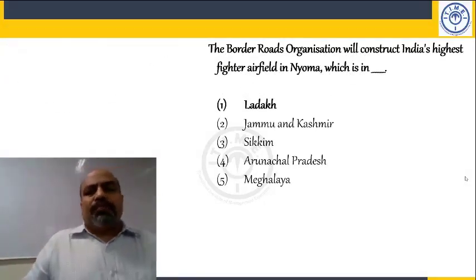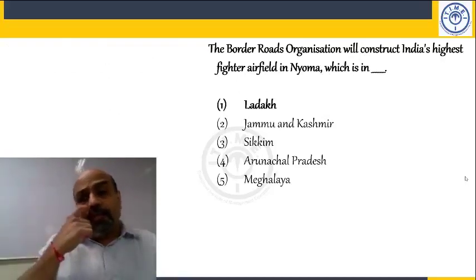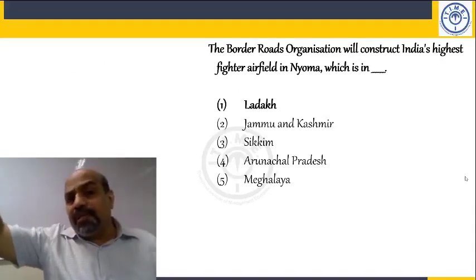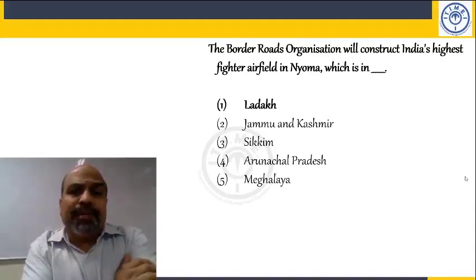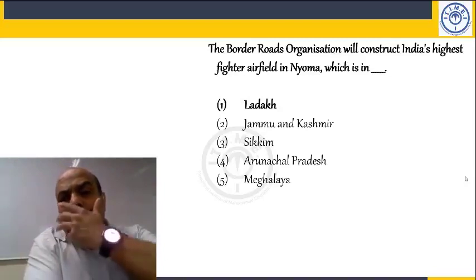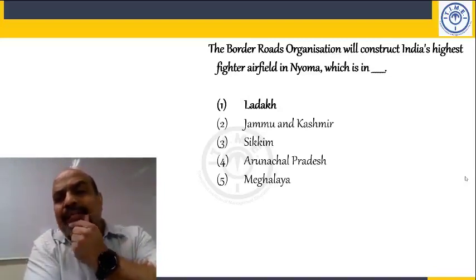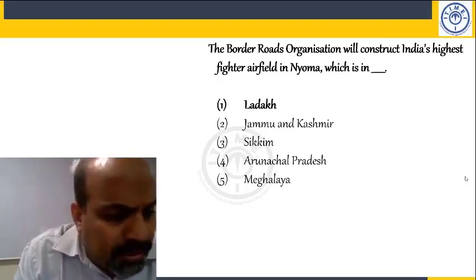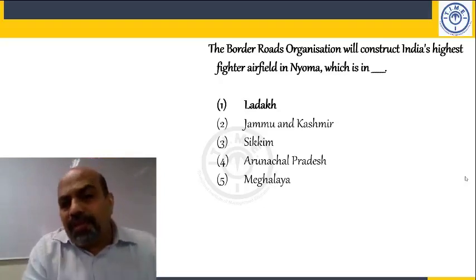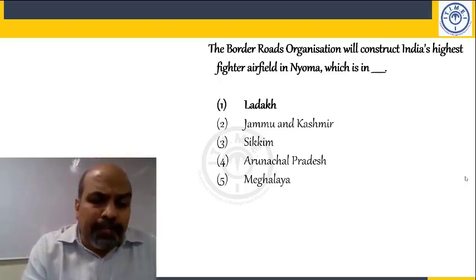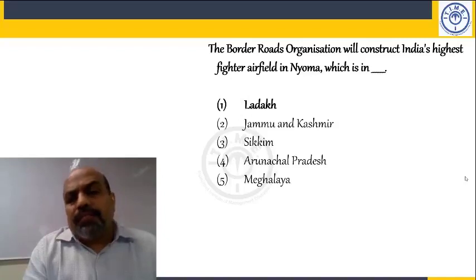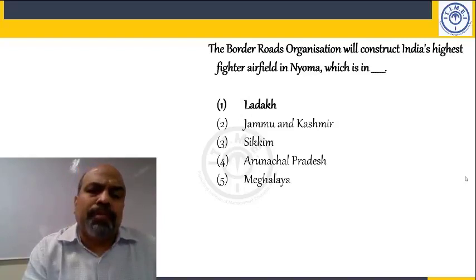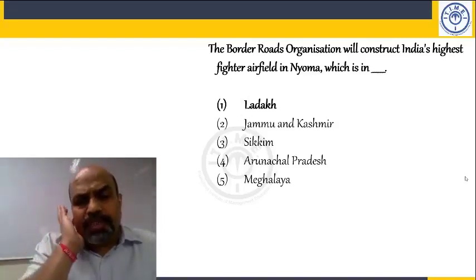The Border Roads Organization will construct India's highest fighter airfield in Mudh, which is in Ladakh. It is at a height of 13,700 feet, my friends. So this is in Ladakh, and Ladakh's Lieutenant Governor, not General, Lieutenant Governor is B.D. Mishra. B.D. Mishra, former army man.